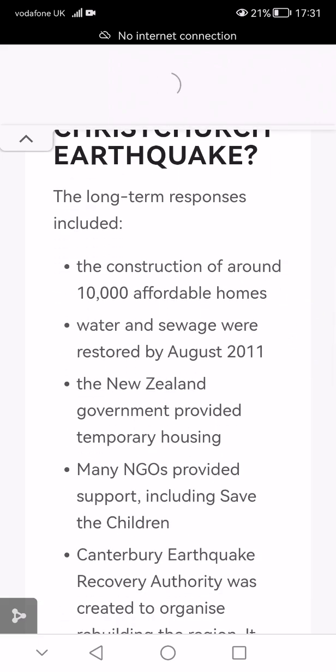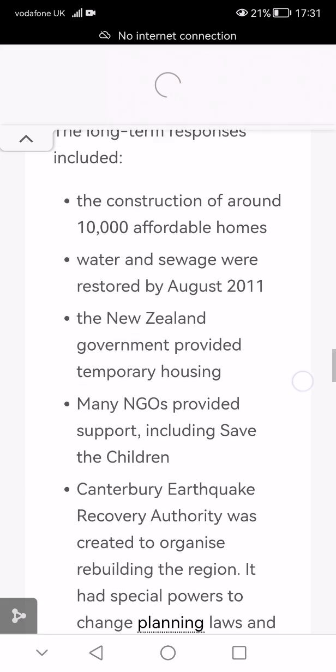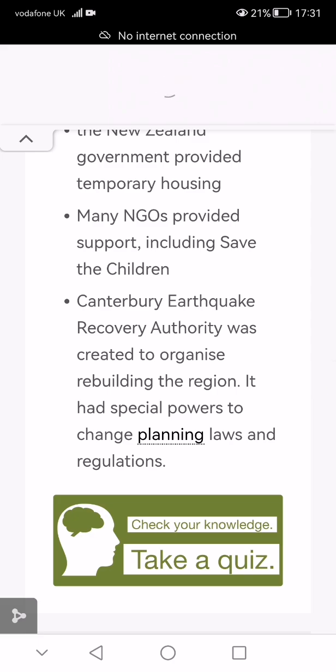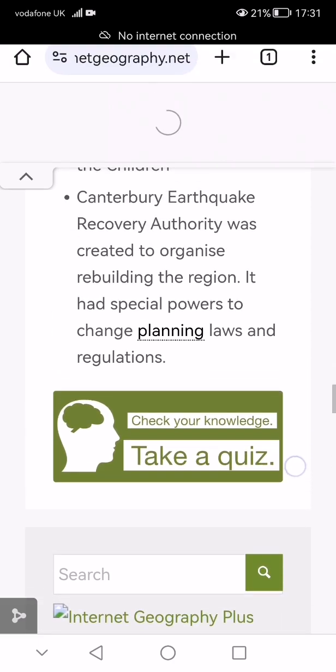In the longer term, they built new houses, 10,000 affordable homes for the poorest who suffered the worst. They also restored water and sewage fairly quickly, and they had temporary housing and also planning to make sure this didn't happen again. So that's it.